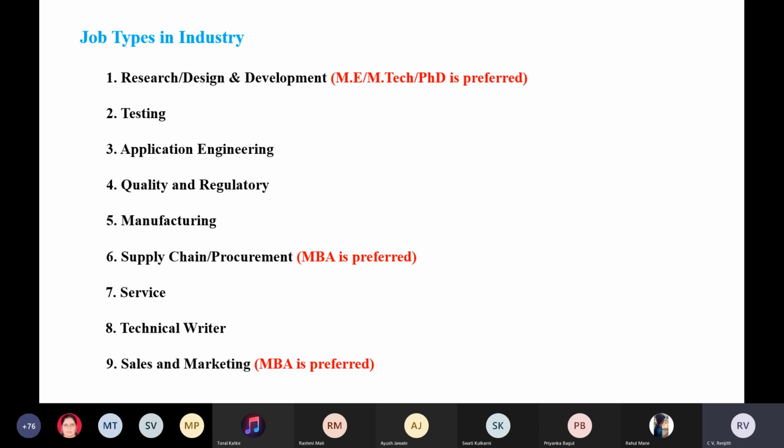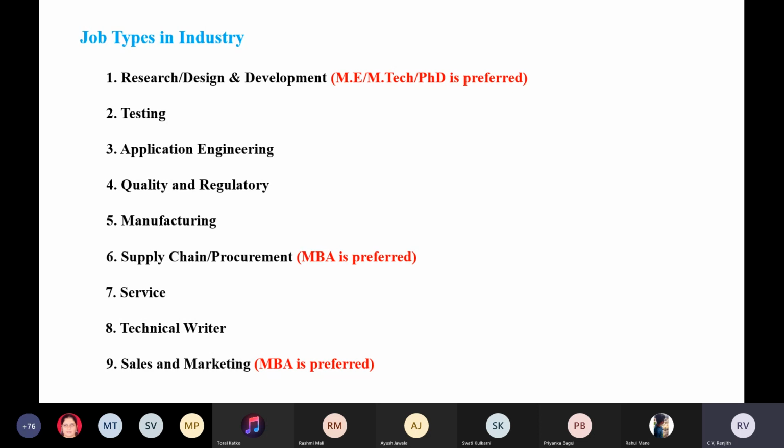So now I'll tell you about the different types of jobs. You need to choose the type of job based on your interest, but the importance should be given to your capability. This is very important actually. You cannot just choose a job just like that. You should have certain capability, otherwise you cannot survive in industry. So now I'll talk about each and every type of job.